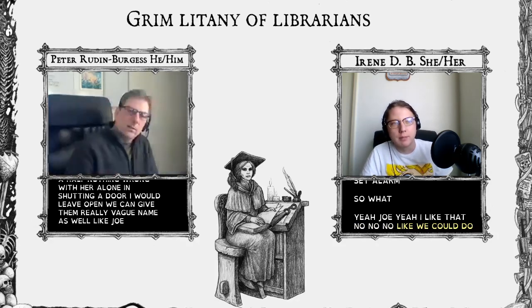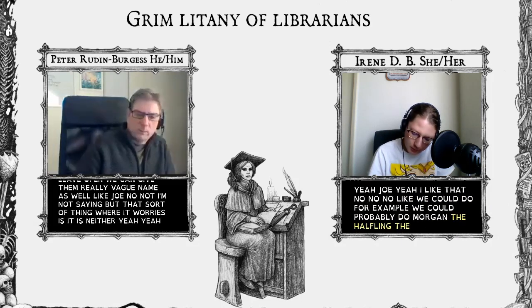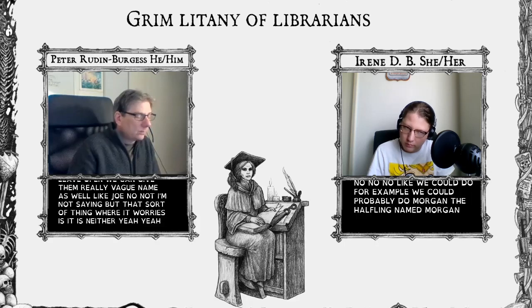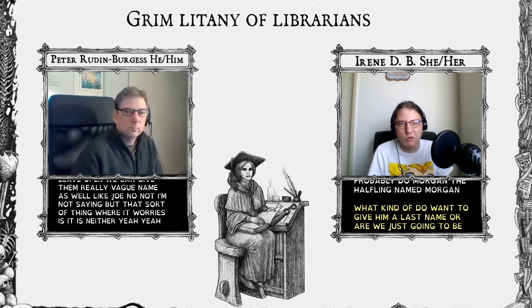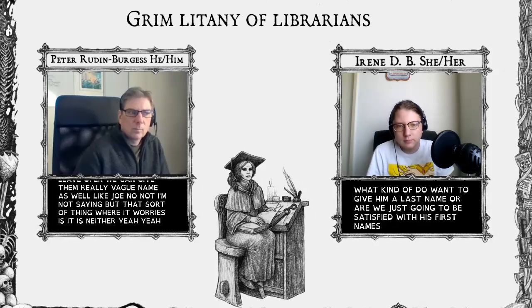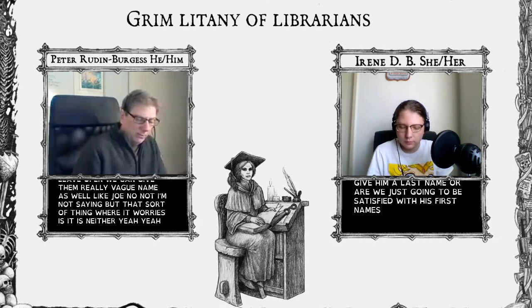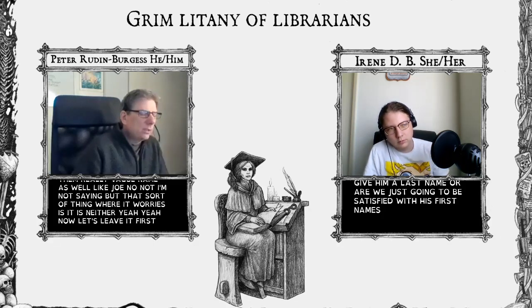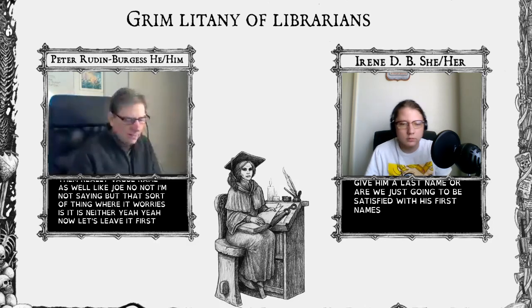We could probably do Morgan. Yeah, a halfling named Morgan. Do we want to give them a last name, or are we just going to be satisfied with the first name? For now, let's leave it at first. We can always cross T's and dot I's afterwards, but it becomes easier to talk about the NPCs once they have got a name.